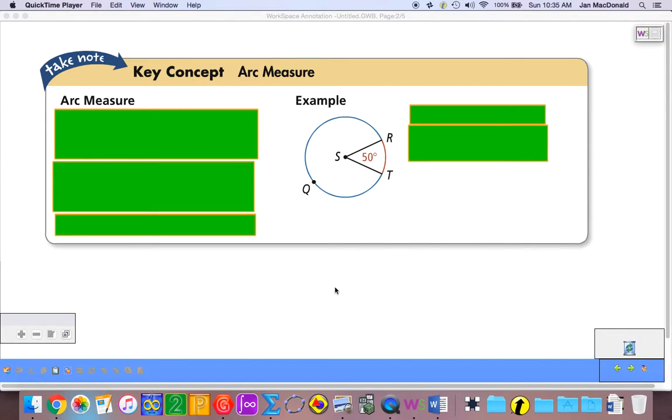In this screencast, we're going to learn how to find an arc measure. The measure of a minor arc is equal to the measure of its corresponding central angle.